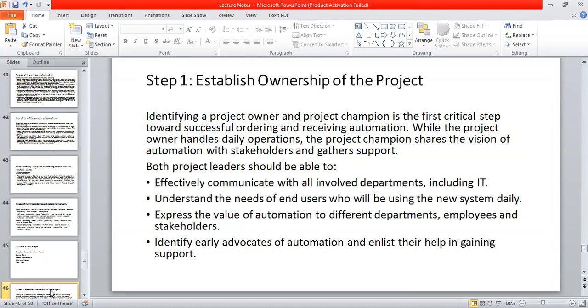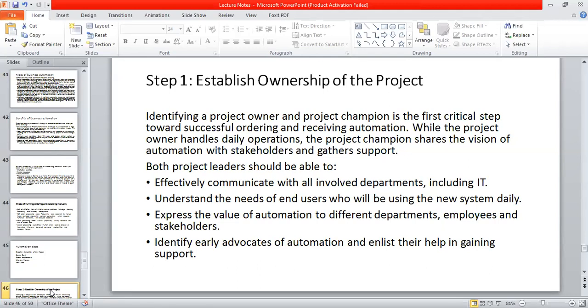And so these project leaders also need and should be able to understand the needs of end users who will be using the new system daily. So it is important to find out from the end users, the users of the systems, the employees, and understand their needs, their day-to-day tasks.